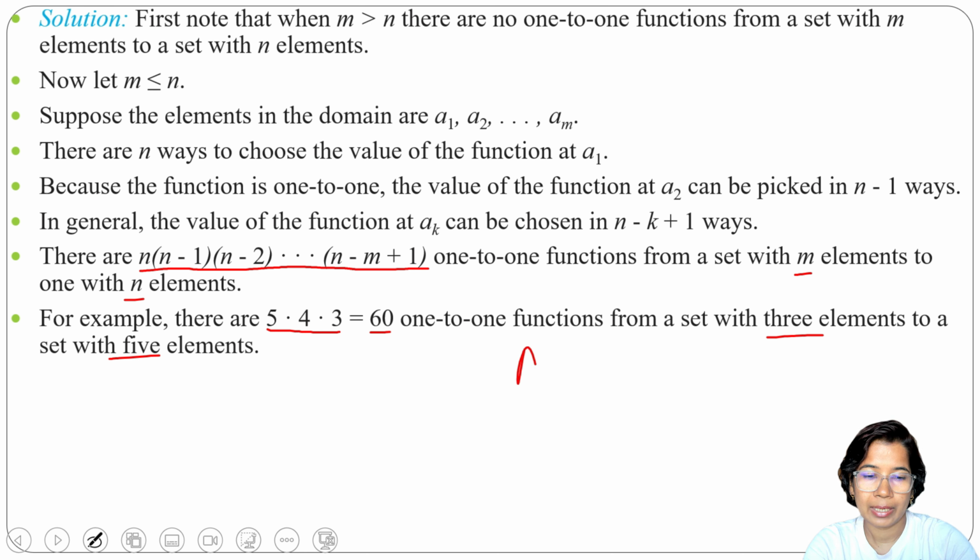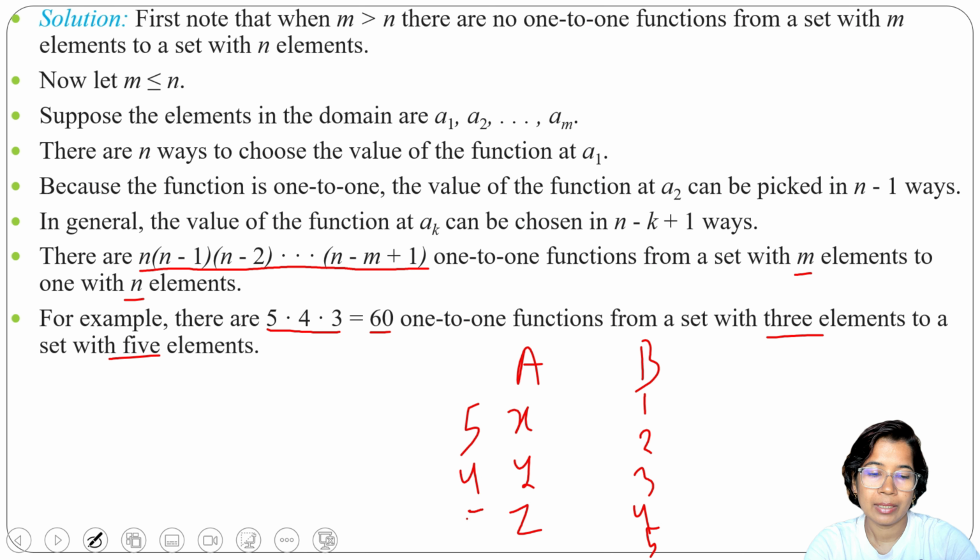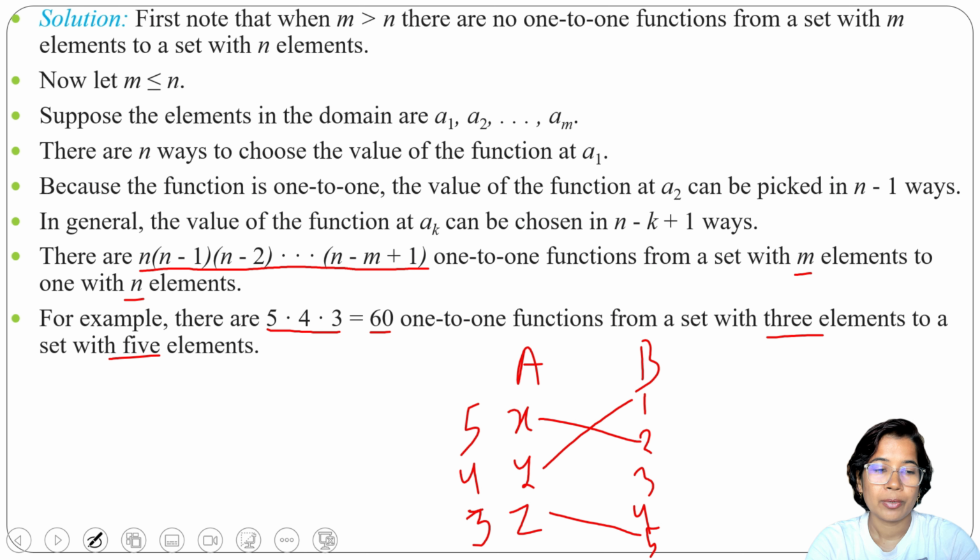Suppose you have a set A and another set B. A contains 3 elements, let them be X, Y, Z. B contains 5 elements, let them be 1, 2, 3, 4, 5. So for X there are 5 possibilities. X can map to anyone. So here 5. For Y there are 4 possibilities. For Z there are 3 possibilities. Suppose X maps to 2, then Y can map to 1, 3, 4, 5. 4 possibilities, let Y map to 1. Then Z can map to 3, 4, 5. Let Z map to 5. So a total of 60 one-to-one functions are possible from a set with 3 elements to a set with 5 elements.